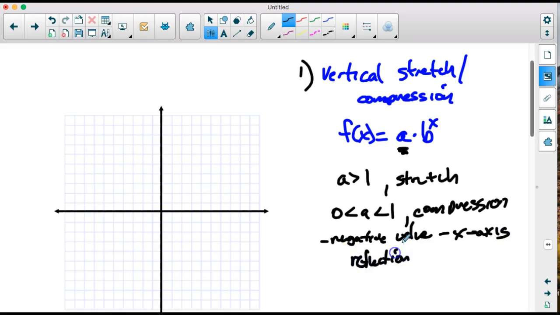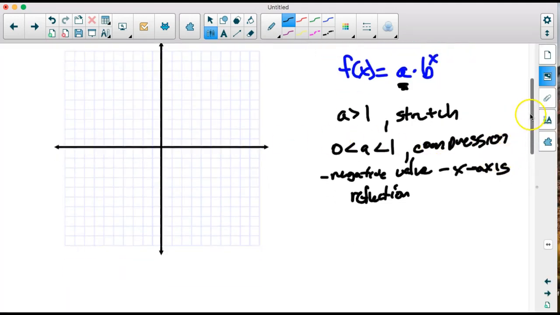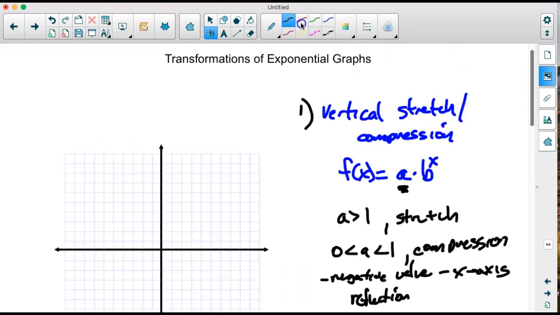Okay, so if we had, for example, the functions f of x equals 2 to the x, and g of x equals 3 times 2 to the x. This would be a vertical stretch.